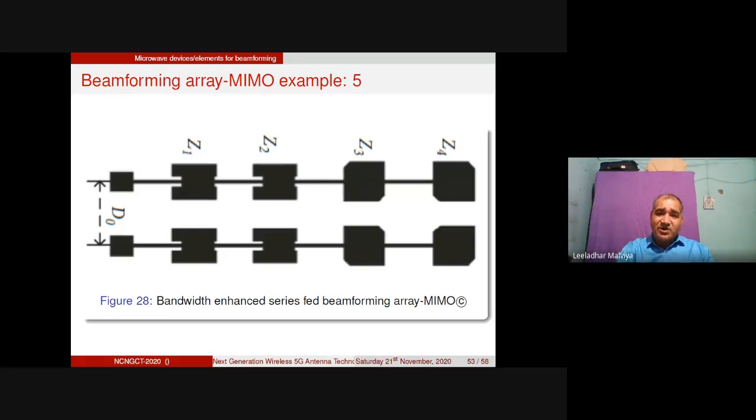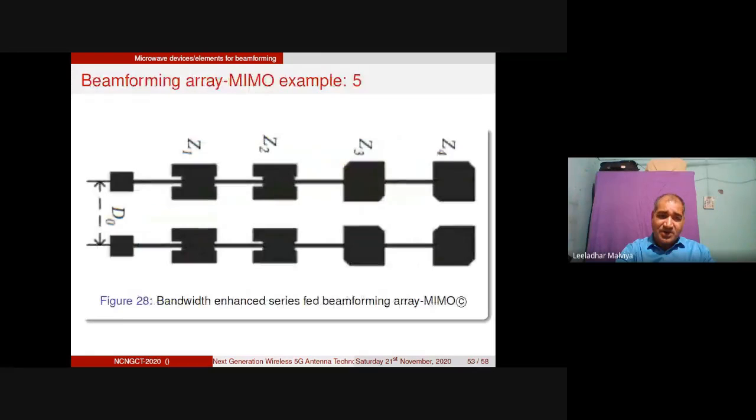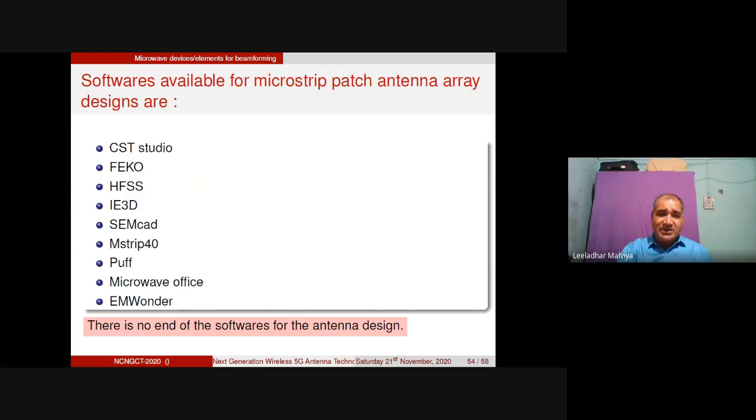Okay, now we have the beamforming array MIMO. This is using the two port. If you look at the previous designs, these were working for switched beamforming, for beam switching. Right now, the MIMO can be formed if you have a particular circular polarization or a linear polarization. So you can create a particular bandwidth with the help of dissimilar shaped patches or tapered patches, and a particular polarization can be obtained with the help of these designs.